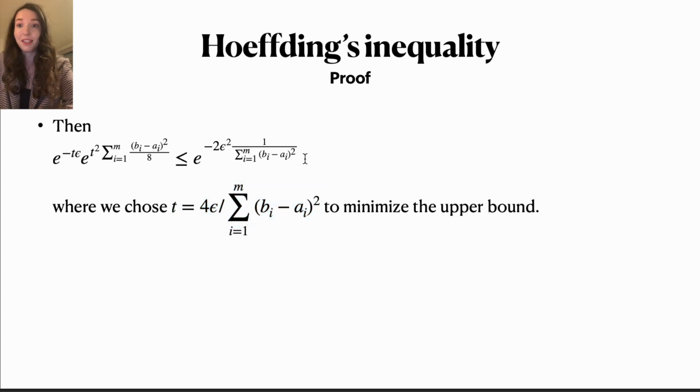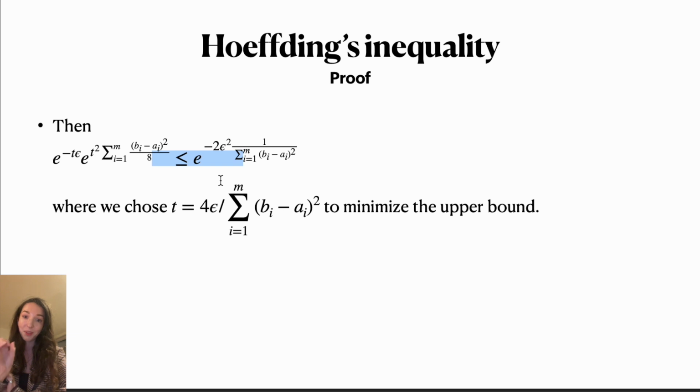And then we basically get to the final Hoeffding's inequality statement, which had on the right-hand side this exponential of minus 2 epsilon squared divided by the sum of the differences of the ranges squared.